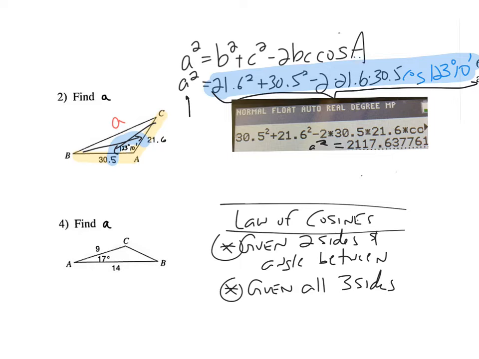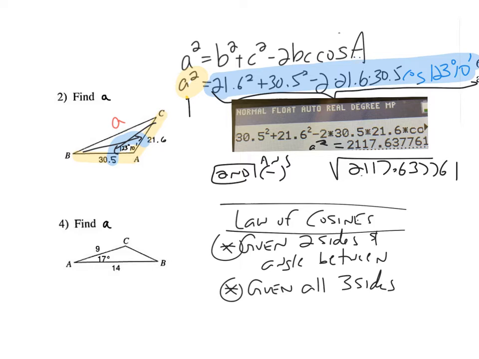But remember, this is what a squared is equal to. Since this is a squared and you need to find side A, you're going to take the square root of that number. So on your calculator, you type in the square root, which is second to the x squared, and then the previous answer, which is second and the negative key. So I want to tell my calculator to take the square root of this previous answer, or you can just do the square root and then move the cursor up to this 2,117 number, press enter, and it'll copy and paste it underneath the radical.